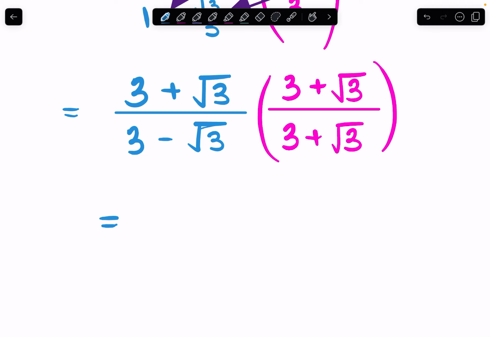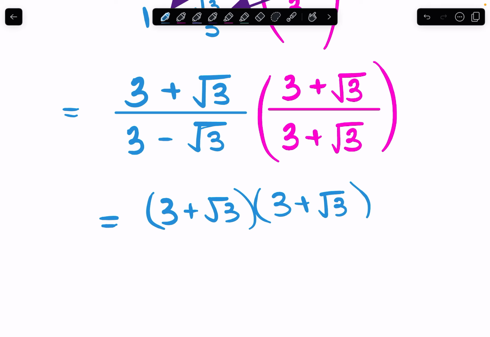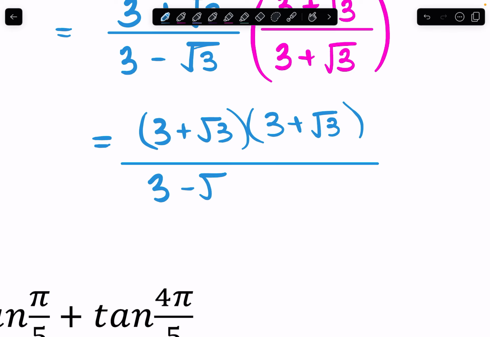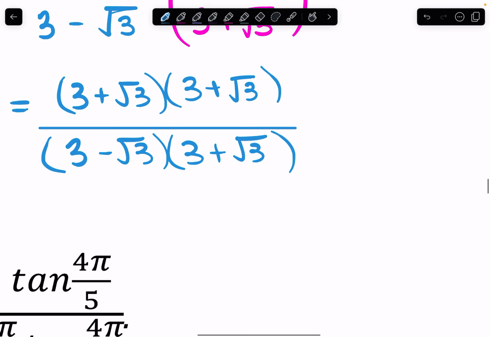So that gives us, we have 3 plus square root of 3 times 3 plus square root of 3. Notice it's the same thing, so we'll probably write it as 3 plus square root of 3 squared. And then over, we have 3 minus root 3, 3 plus root 3. So now we need to get this thing multiplied out. And we'll start on the bottom.